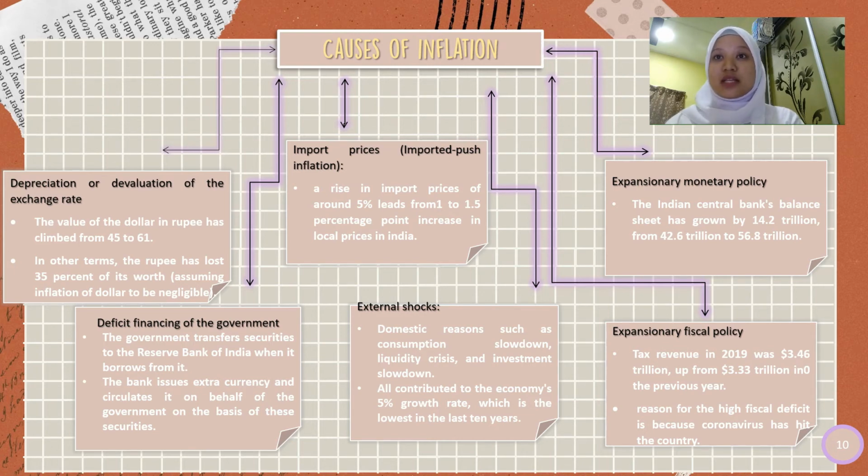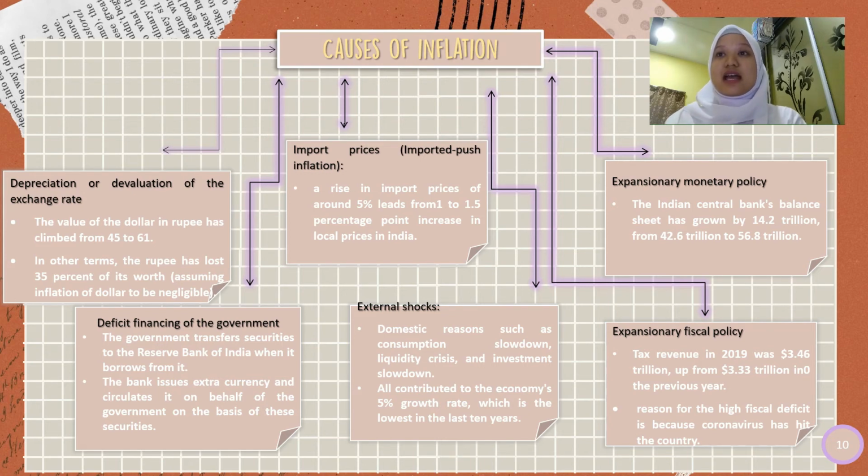For the third one, it is import prices or import push inflation. A rise in import prices of around 5% leads to a 1 to 1.5 percentage point increase in local prices in India. The next one is external shocks. Domestic reasons such as consumption slowdown, liquidity crisis, and investment slowdown all contributed to the economy's 5% growth rate, which is the lowest in the last 10 years.